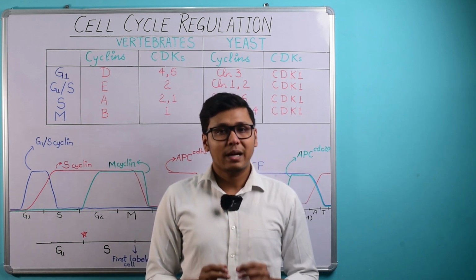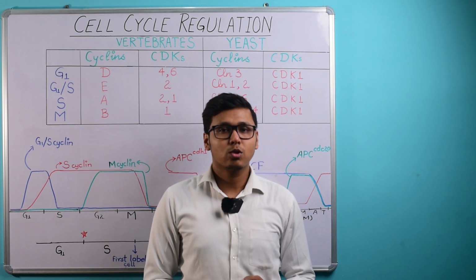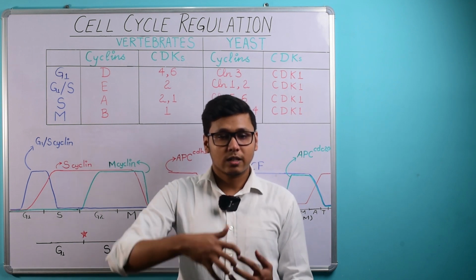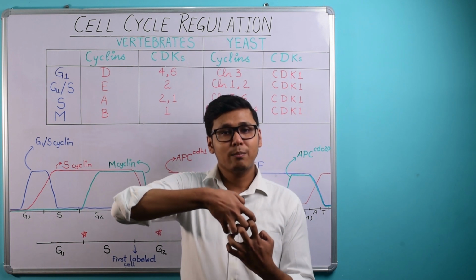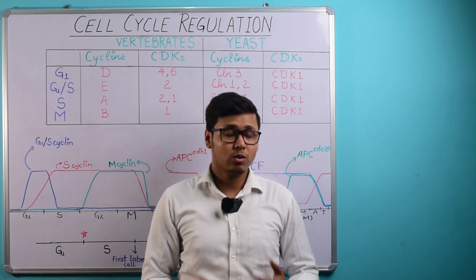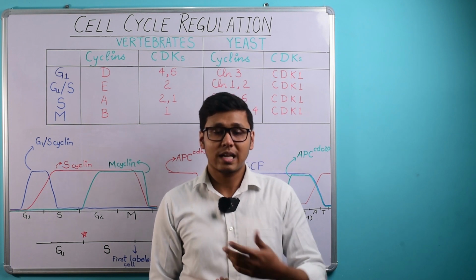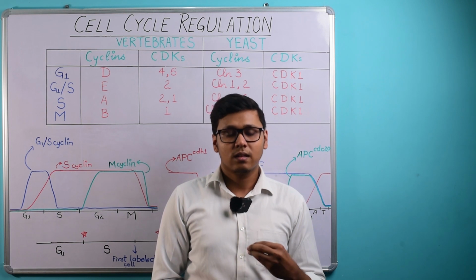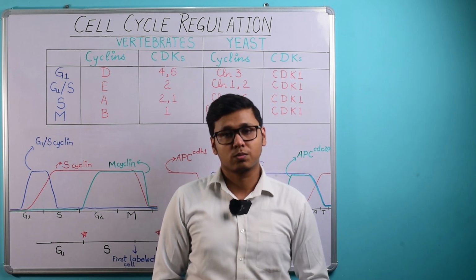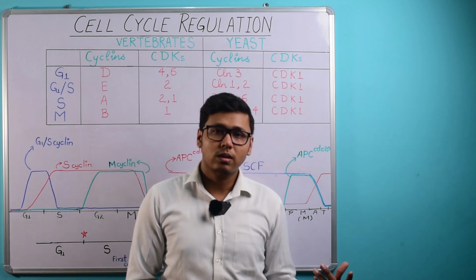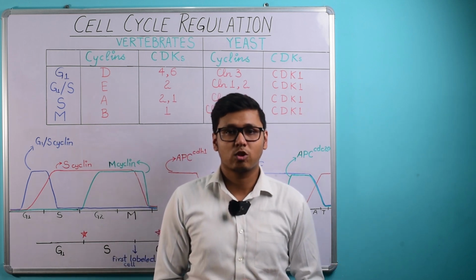Because in metaphase, the chromosomes are aligned in the center of the cell, and during anaphase, the sister chromatids separate and move towards the opposite poles. So during this movement, there are huge chances that damage to the DNA can happen, and there can be breakage in the chromosomes. So again, this is going to be passed to the daughter cells, which the cell cannot afford.